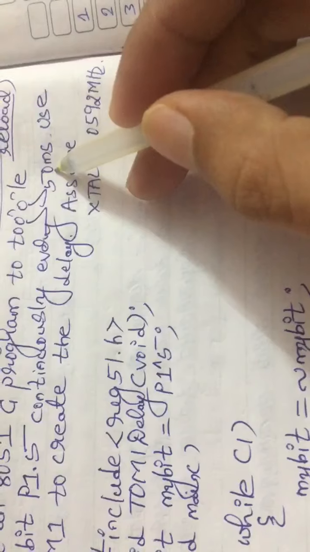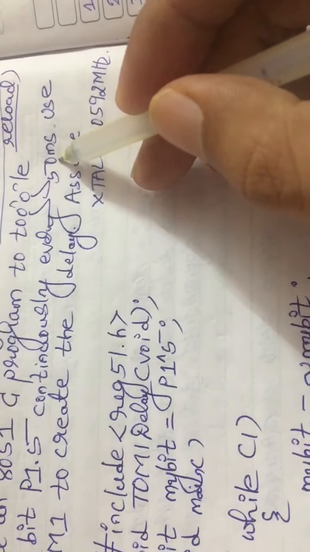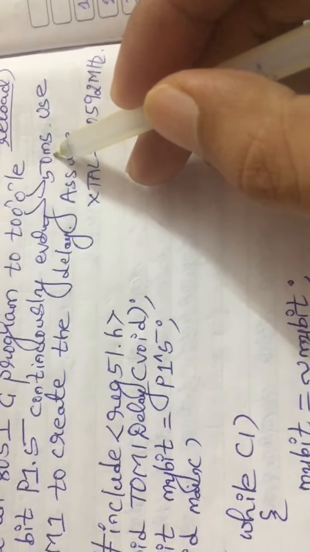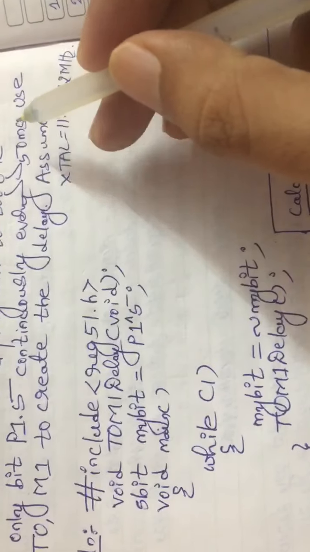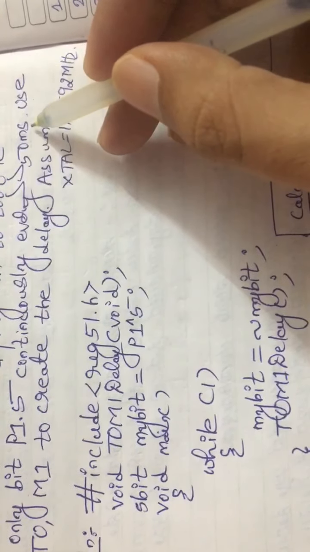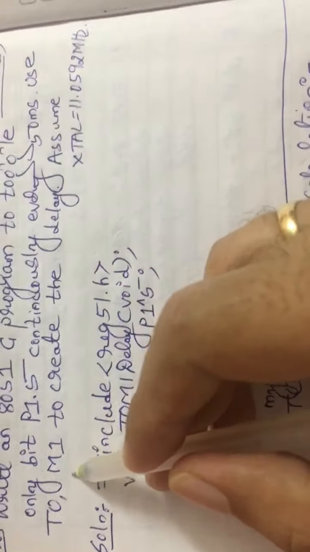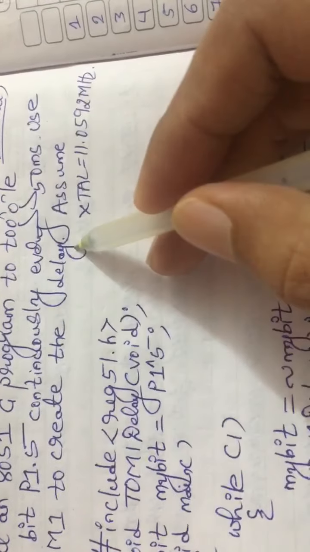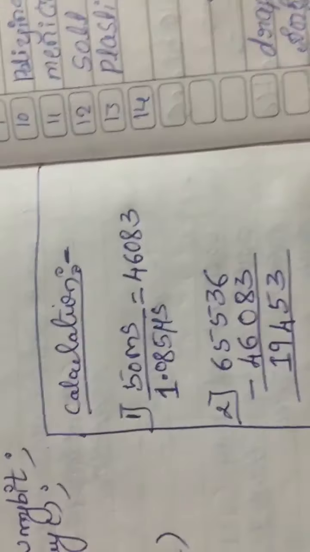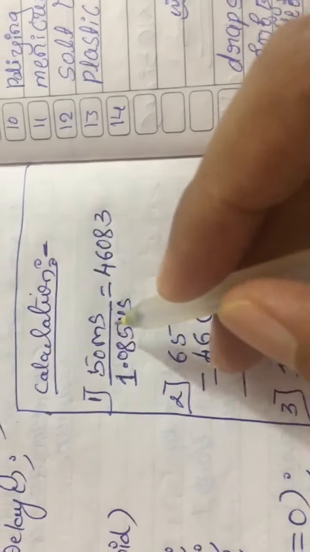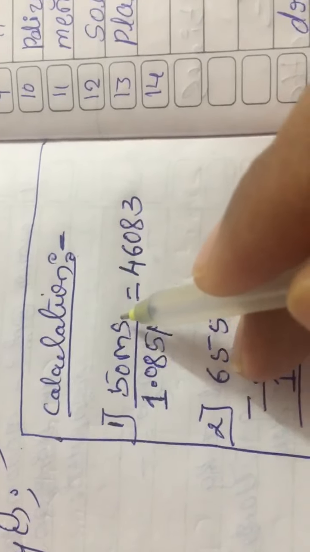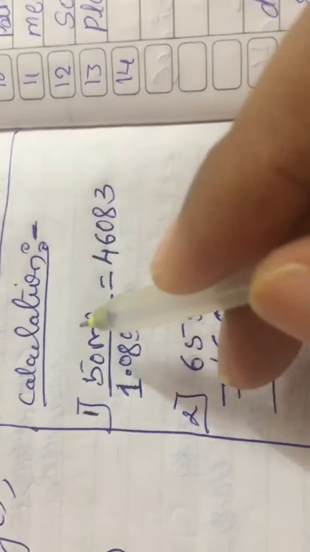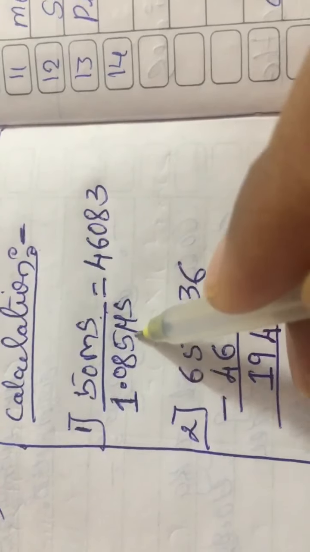They have given the 50 milliseconds. So we need to calculate the value of TL and TH for this particular 50 milliseconds. In order to calculate the value of TL and TH, use timer 0 in mode 1 to create the time delay. Assume the crystal frequency is 11.0592 megahertz. First we will see the calculation, how we are going to do it. We need to create how much amount of delay? 50 milliseconds delay. So we need to divide that by 1.085 microseconds.